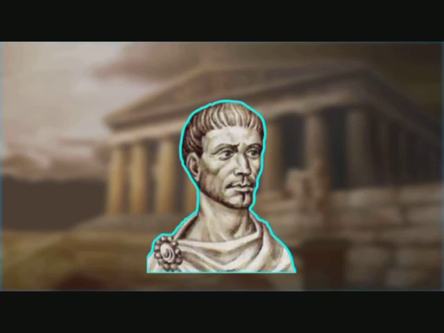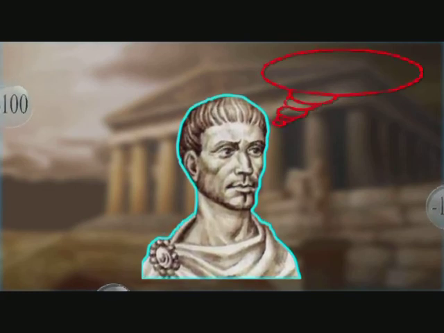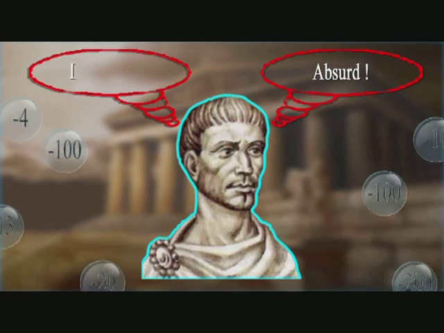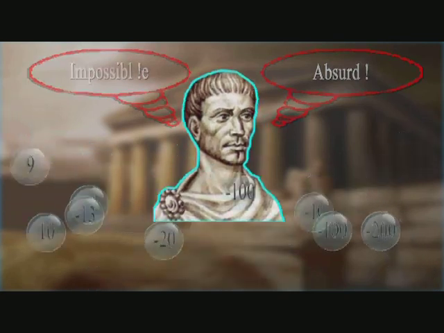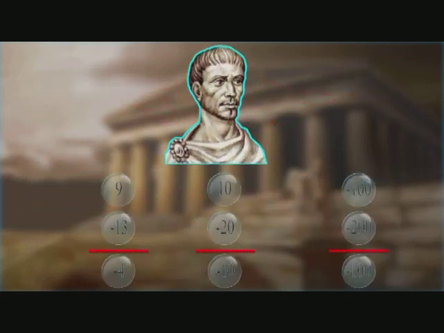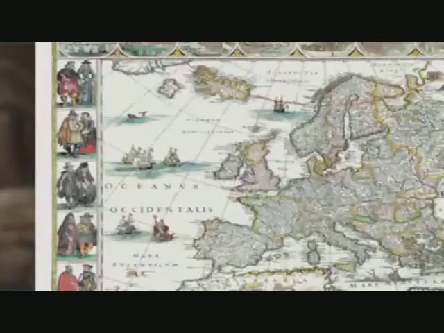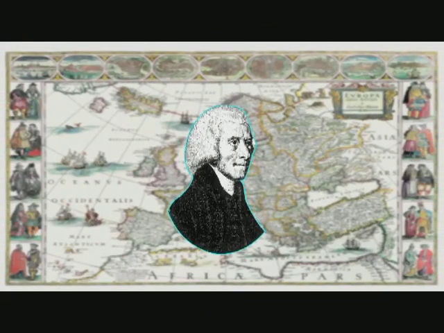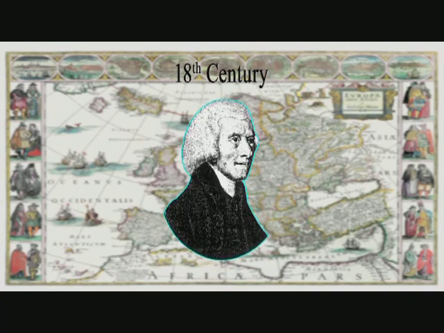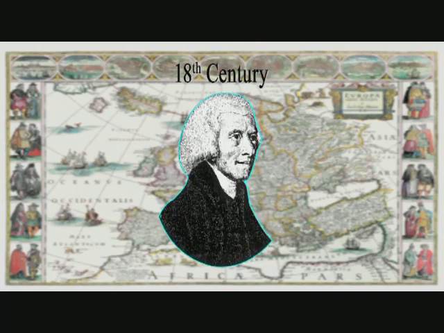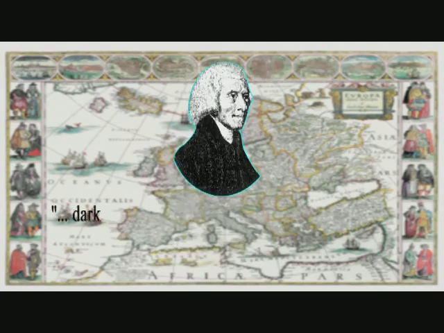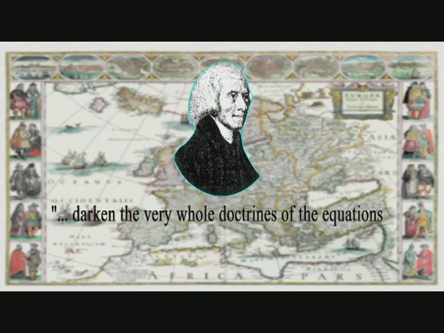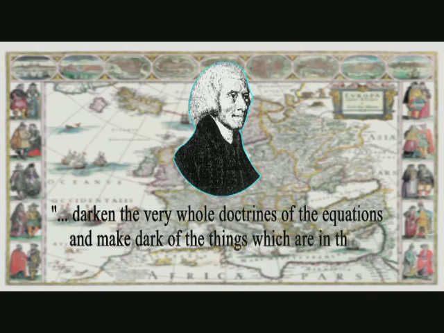Now, the Greeks like Diophantus pooh-poohed these ideas and called negative numbers absurd and impossible and completely ignored them. They couldn't see how a negative number could be meaningful because it was not possible to have a quantity that was less than nothing. This opinion was passed down to later mathematicians in Europe. Even in the 18th century, the British mathematician Francis Maseres claimed that negative numbers darken the very whole doctrines of the equations and make dark of the things which are in their nature excessively obvious and simple.